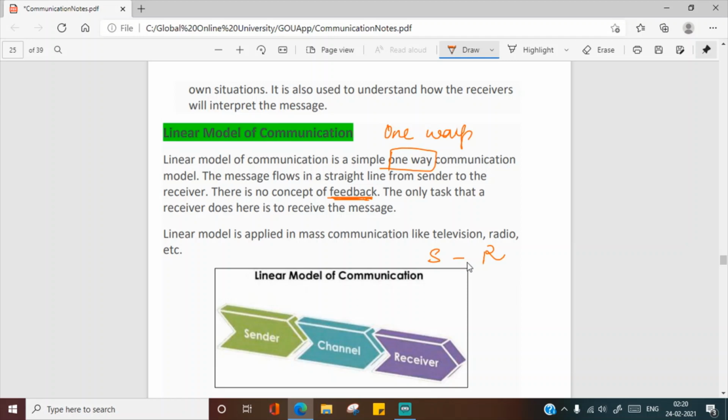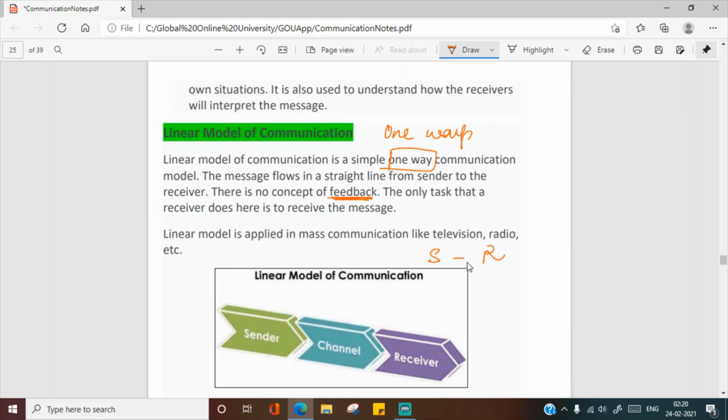The only task that the receiver does is to receive the message. Receiver does not give any feedback. Sender sends the message and the receiver has to interpret it. The sender will not come to know whether the receiver or the audience has understood the message or not. There is no feedback in this model.